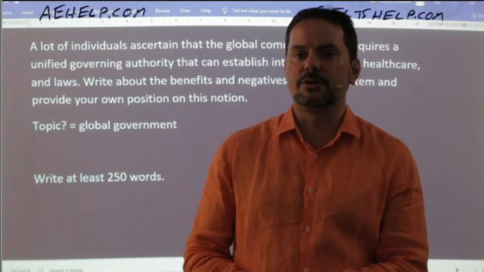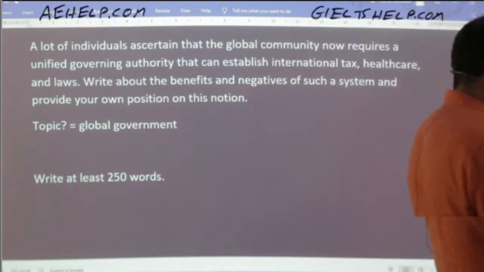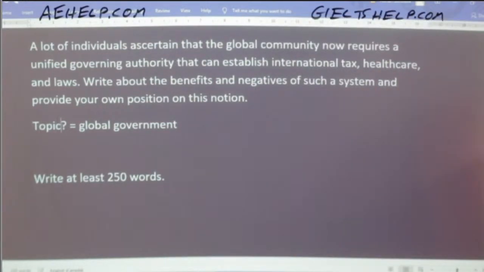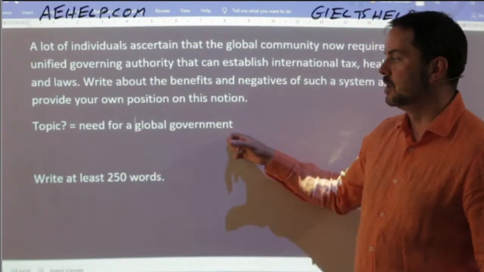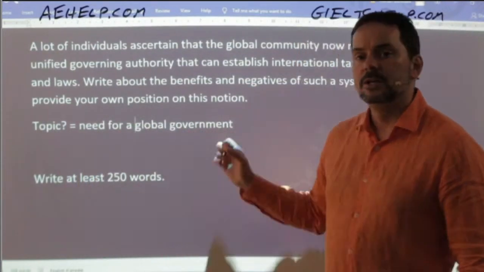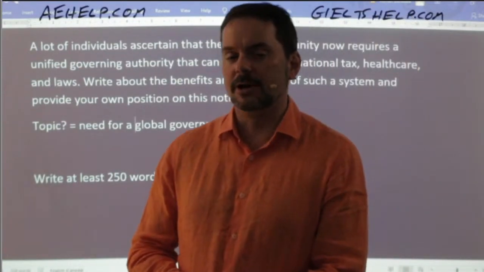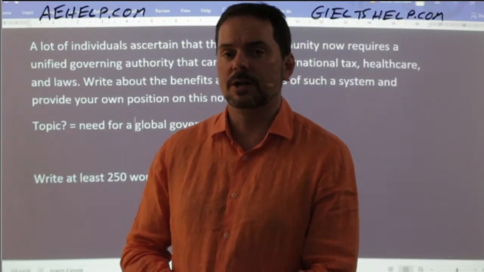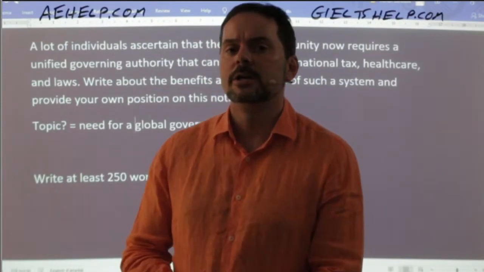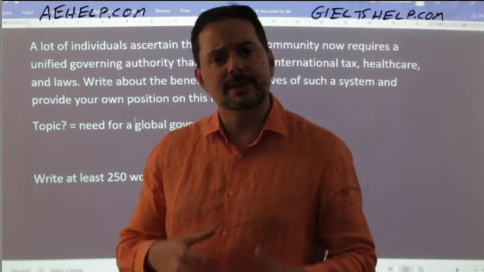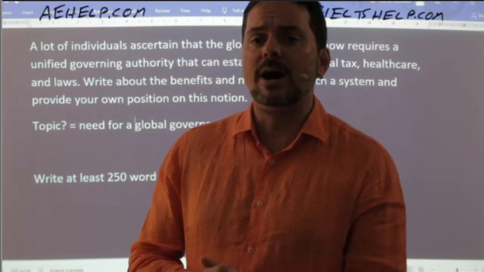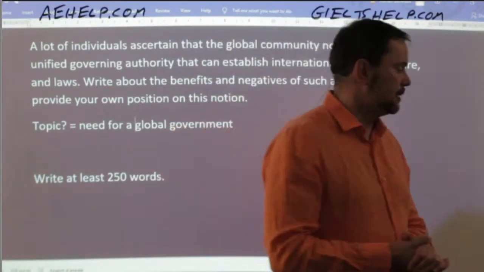Kuldeep says governing authorities. If I were really picky, I would say that instead of just global government, the topic is the need for a global government. Okay, so that's what we're really talking about here. So if somebody says, what are you talking about? I would say global government, but more specifically, we're talking about the need for a global government, right? That will become interesting why that word need is there.